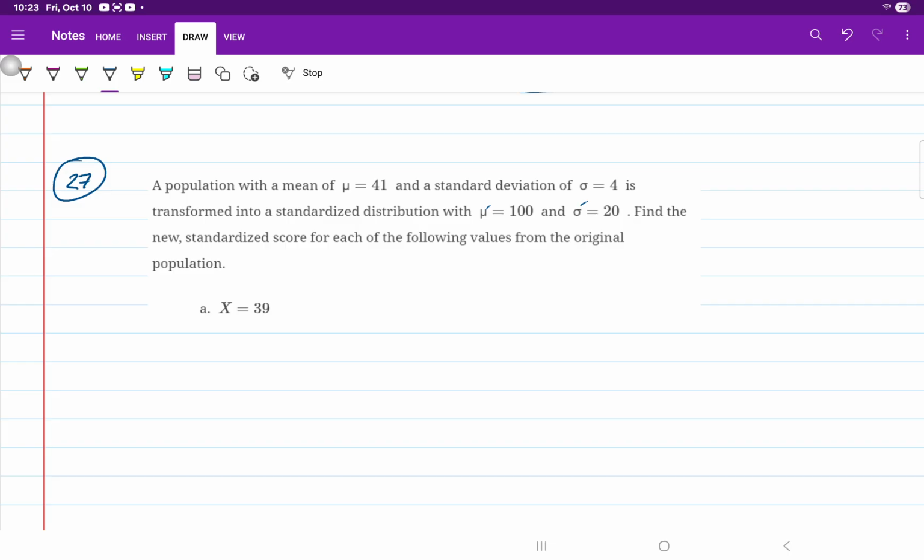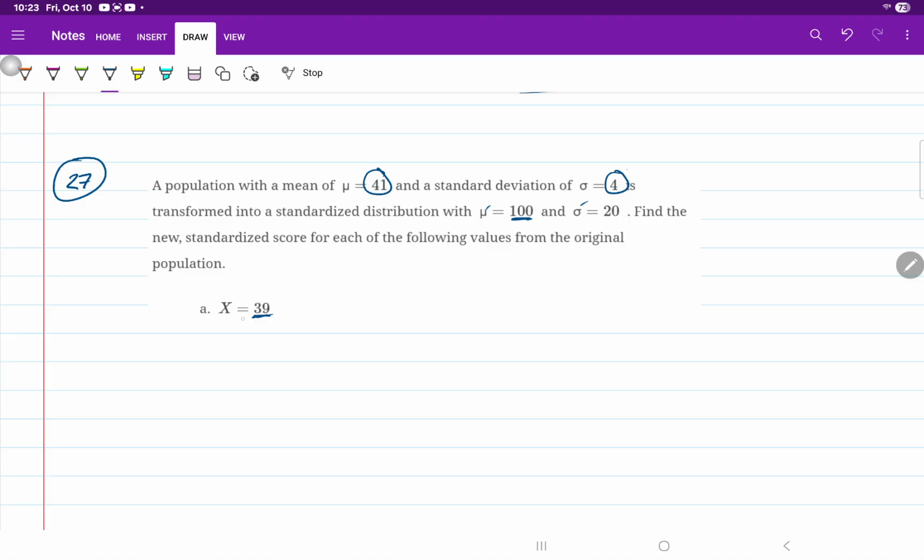Our original population had a mean of 41 and a standard deviation of 4. So what we need to do is first compute the z-score, again, because a z-score contains all the information that we need about a score's relative position to a mean. Here, the new mean will be 100, so we need the relative position of a score of 39 on this distribution.